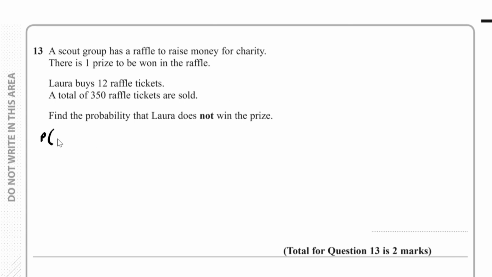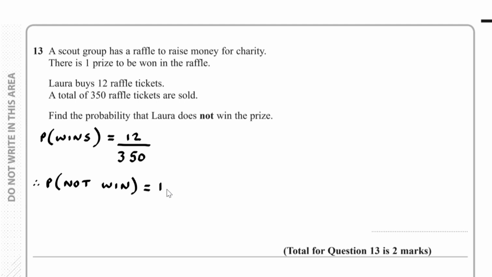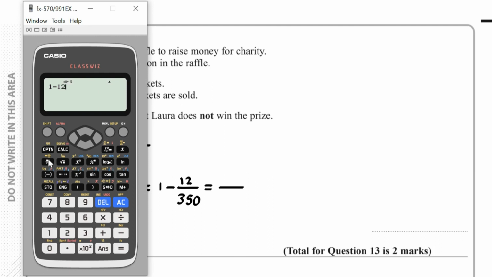So the probability that Laura wins is equal to 12 divided by 350, and therefore the probability that she does not win is equal to 1 subtract 12 over 350, which is equal to, well, if I work this out, 1 subtract 12 over 350 is 169 over 175.